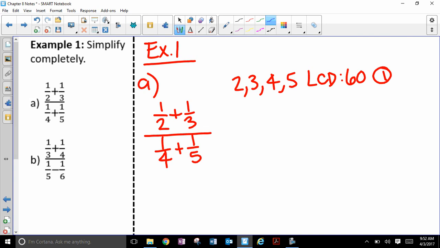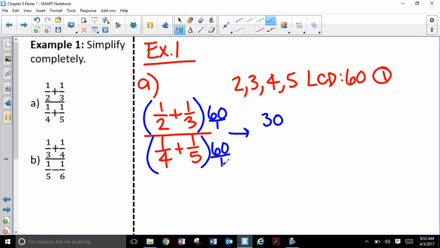Step 2 says, now I'm going to take that LCD and multiply it times the top, both terms in the top, and multiply it on the bottom. And we can do that because 60 over 60, if I'm multiplying, that's just multiplying by 1. Okay, so then 1/2 times 60 is 30. 1/3 times 60, because these are over 1, would just be 60 divided by 3, which is 20. So the top now is 30 plus 20.